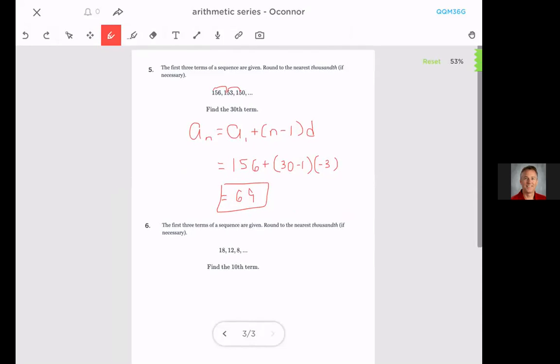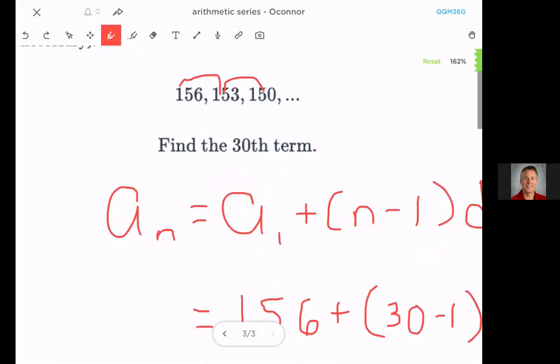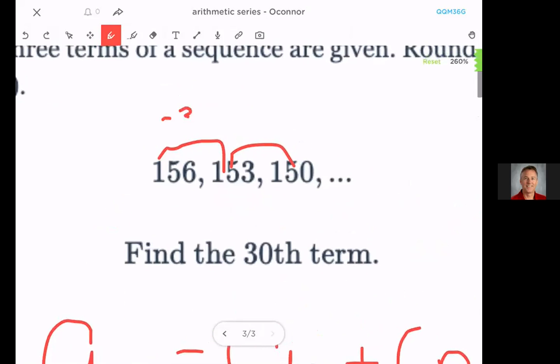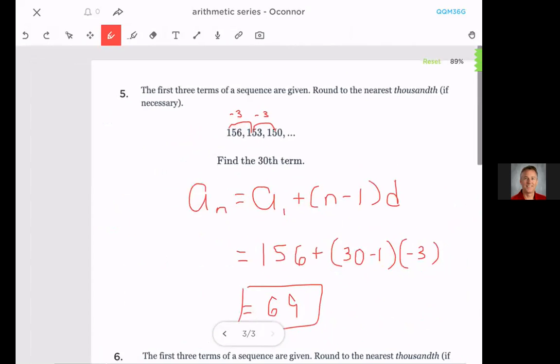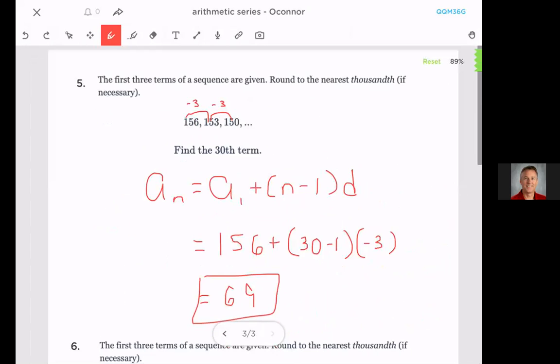How did I get what? Negative 3 is the d value, and that's because it went down 3 and down 3. So it's how much it's going up or down. It's how much each term is changing each time. So they're going down 3.